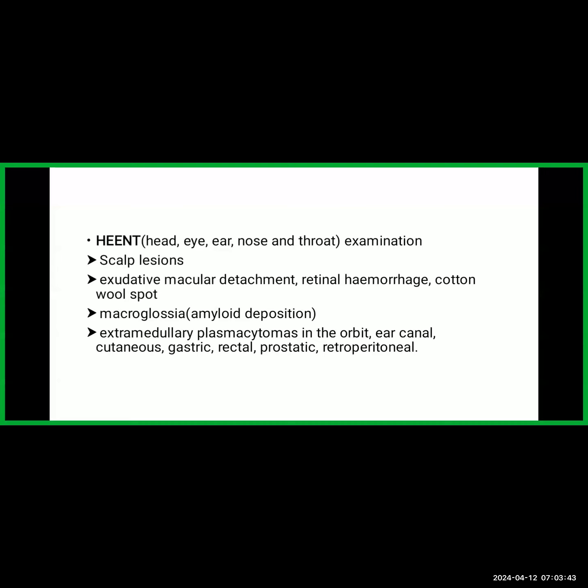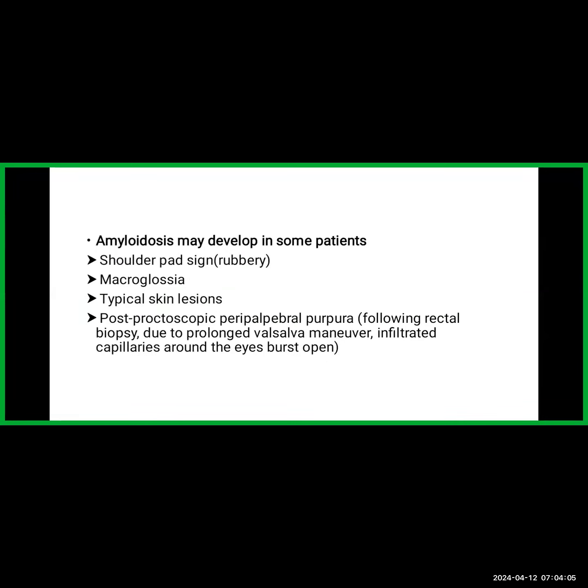Also, I want to look at the tongue, if he has a large tongue, when I'm thinking about amyloid deposition. Then extramedullary plasmacytomas, I will expect to see lesions in the orbit, the ear canal, gastric, rectal, and prostatic. While thinking about amyloidosis in this patient, I will want to examine to see if he has a shoulder pad sign, which is a swelling around the shoulders that is usually rubbery. I've talked about macroglossia and then skin lesions.